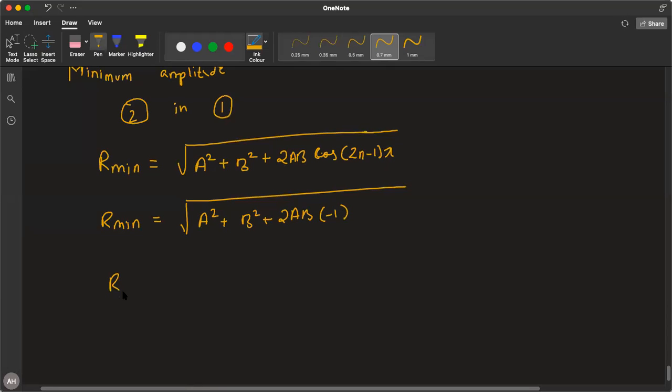So when we substitute all these values, we get R minimum is root over a minus b whole square. The square will cancel the root and you will get that R minimum is a minus b.